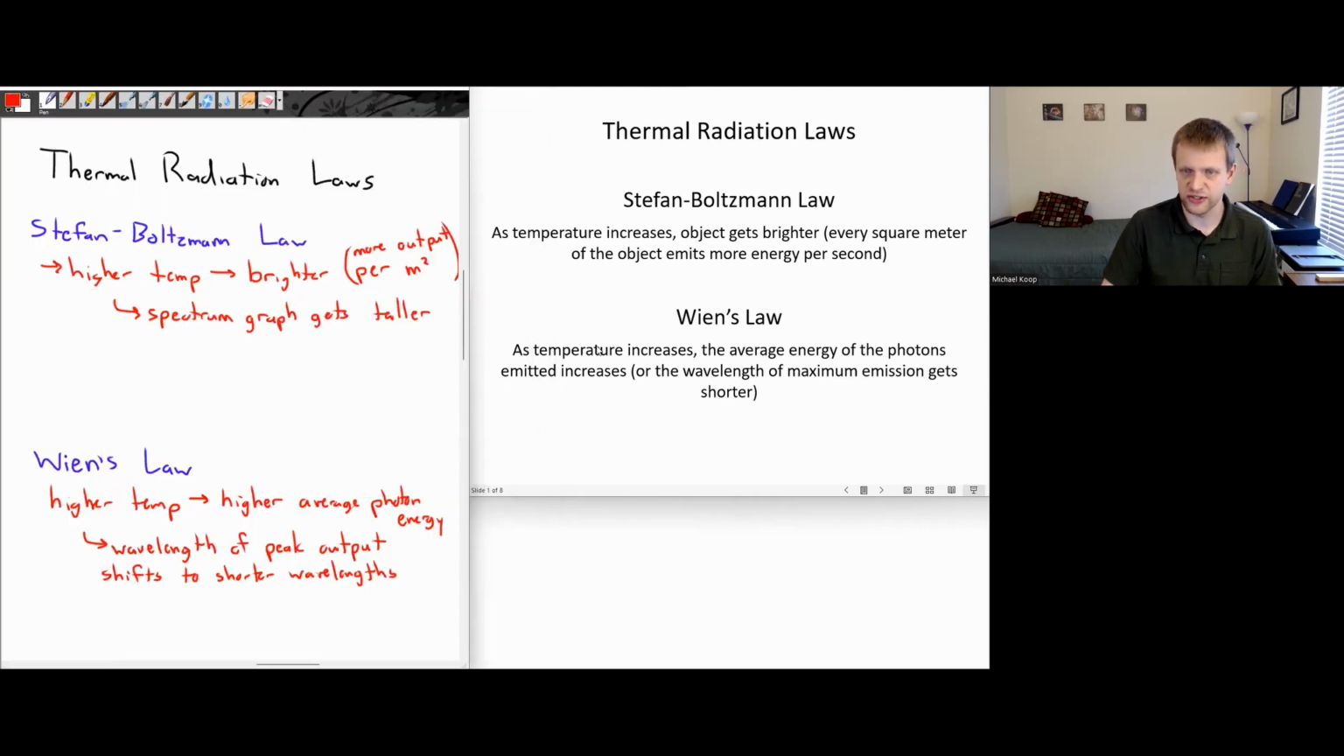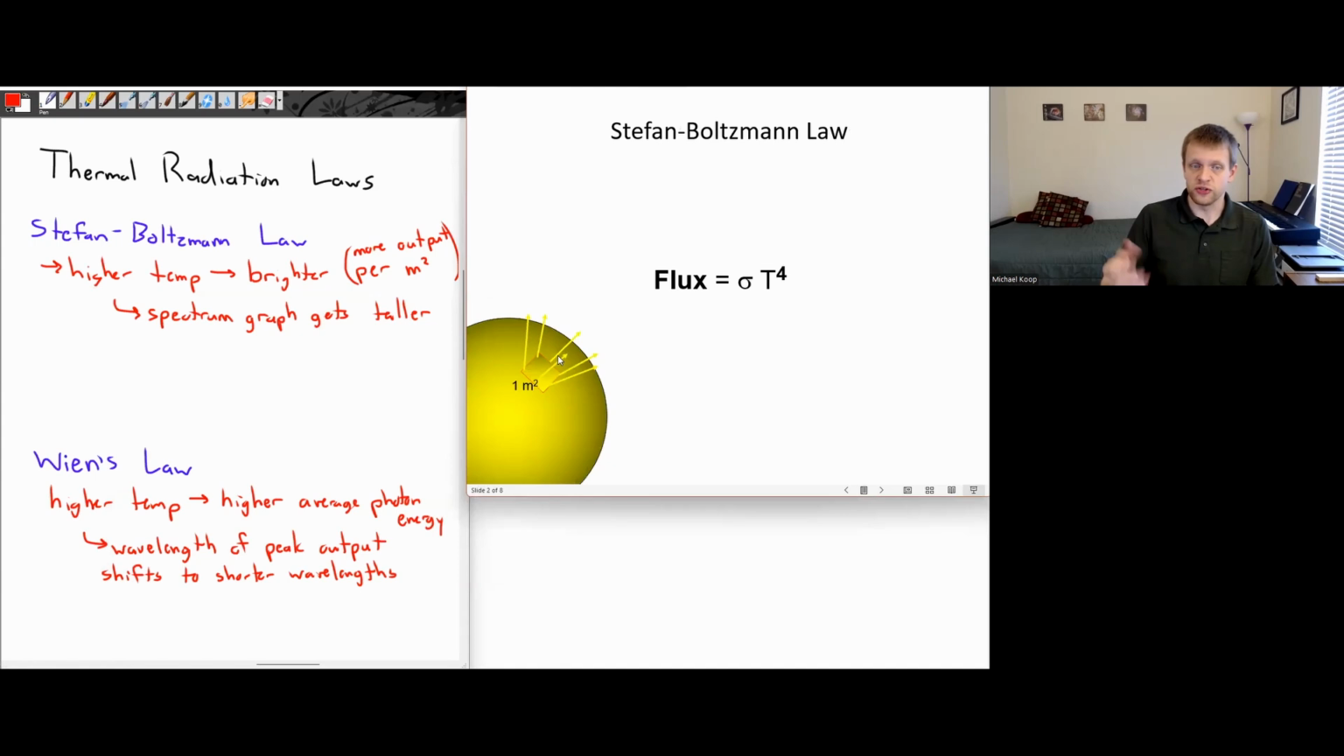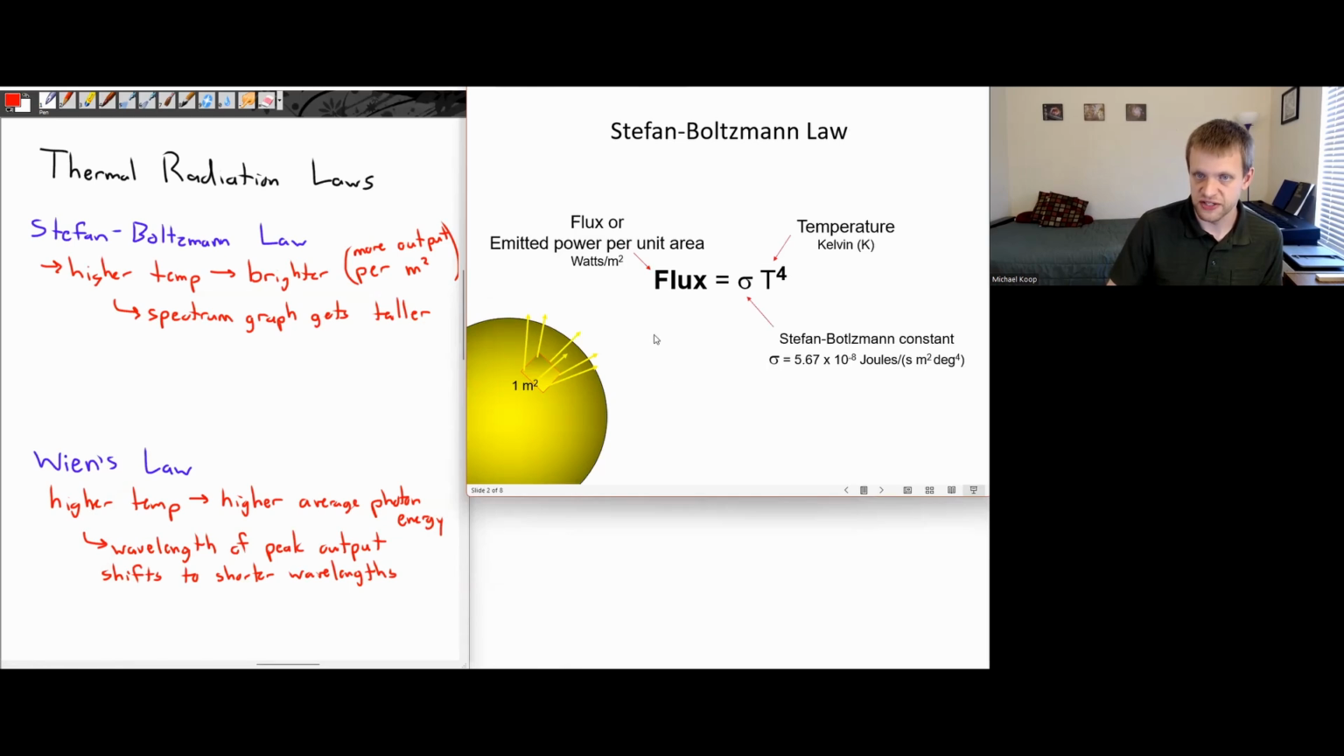So let's talk about how we're actually going to quantify this. The Stefan-Boltzmann law is given by this equation. So let's talk about this in a bit of detail. We have this thing that we call the flux, which is equal to this weird little symbol, the Stefan-Boltzmann constant, times temperature in Kelvin to the power of 4. So let me write this out in a bit of detail. Flux equals this weird little symbol, which is just a number, times temperature to the power of 4.